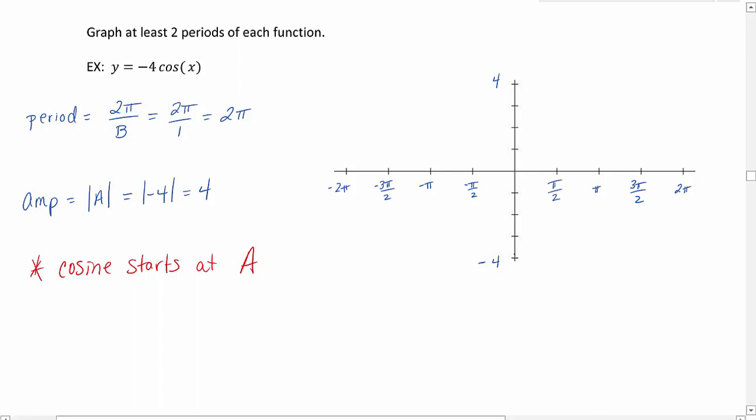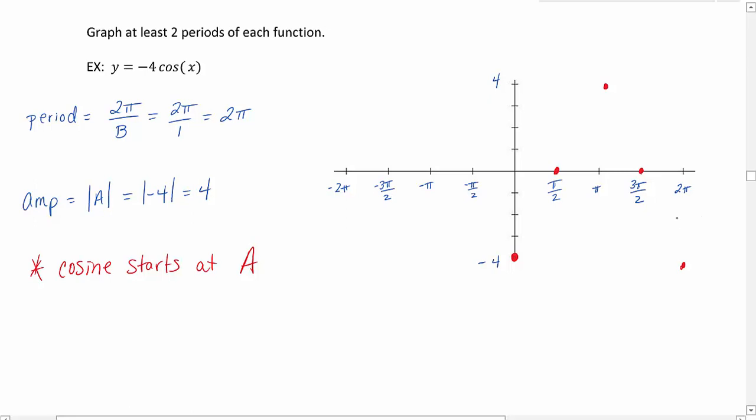Since a is -4, we're going to be starting at -4. -4 is the minimum value of our graph. We know that from our amplitude. So if this is the lowest possible value our graph is going to have, our graph has nowhere to go but up. So we're going to go up, and we're going to be at 0 at pi over 2, and then we're going to go up to our max value of 4 at pi. Since we are at our max value, we have nowhere to go but down, so we're down to 0 at 3 pi over 2, and then all the way down to -4 at 2 pi.